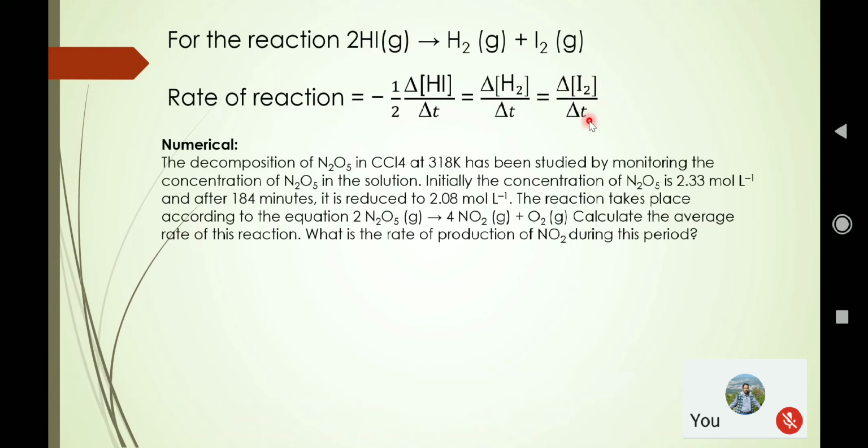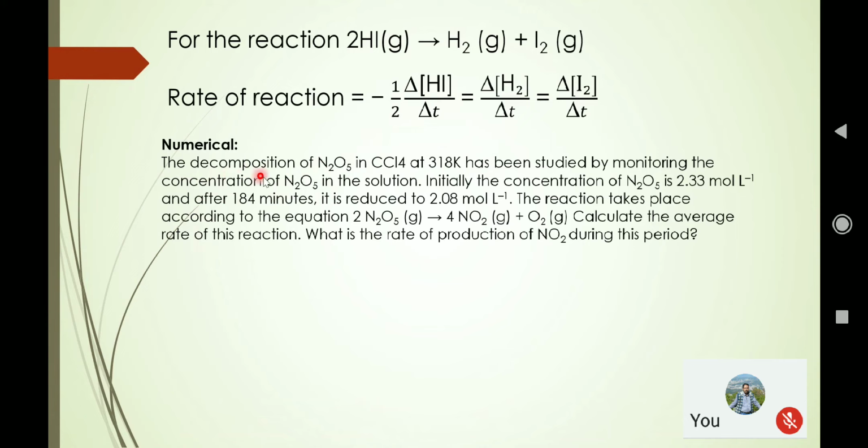From these relations, we can solve if we are given the rate of decrease in concentration of reactant, then we can calculate the rate of formation of any one of the products. That means for each product it can be calculated, and vice versa. If products are given, then the rate of decrease in concentration of reactant can be calculated. Let us see this numerical.